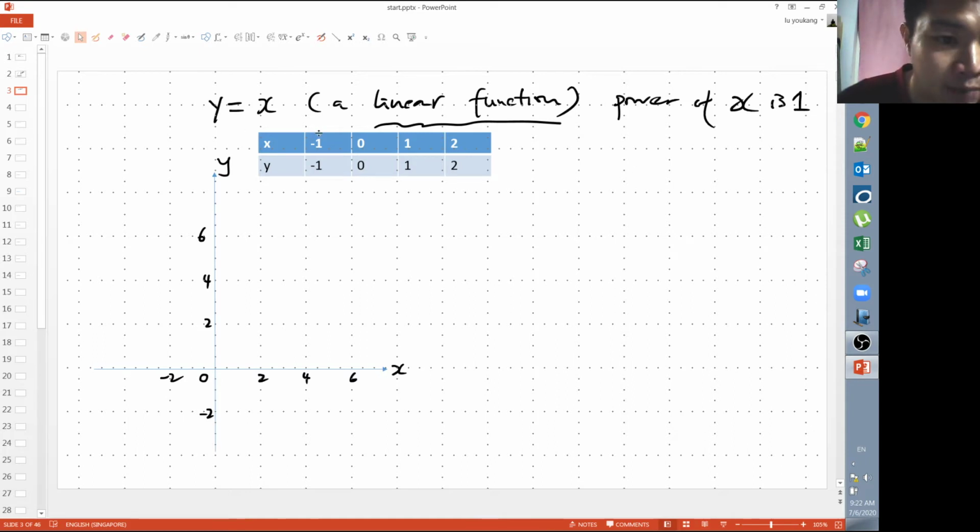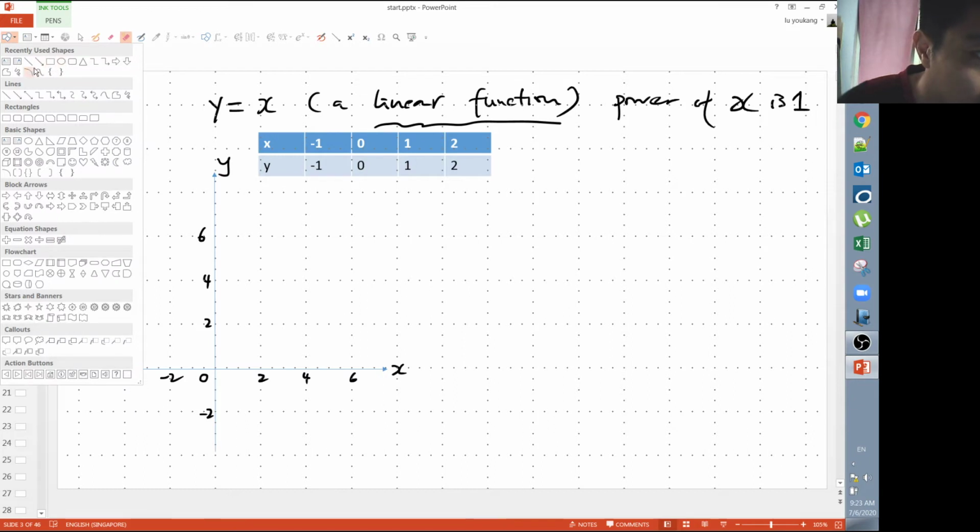So I have my x is equal to -1, which covers the negative side of the x-axis, and I have my x is equal to 0. Okay, so it covers the origin, and I have my 1 and 2 for my x, which covers the positive region of the x-axis here. Okay, so without further ado, let me continue to plot these points first.